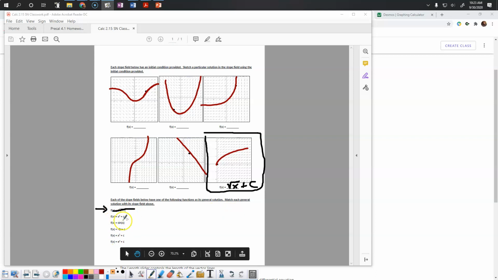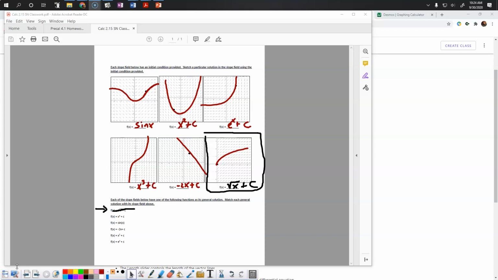I would like you guys to go through and match the rest of these with their graphs up above. Once again, you should be able to tell, based on the shape of the particular solution, what kind of a function it is, so that you can pick the correct equation that goes with it. So pause the video here and see if you guys can match them, and then we'll move on from there.